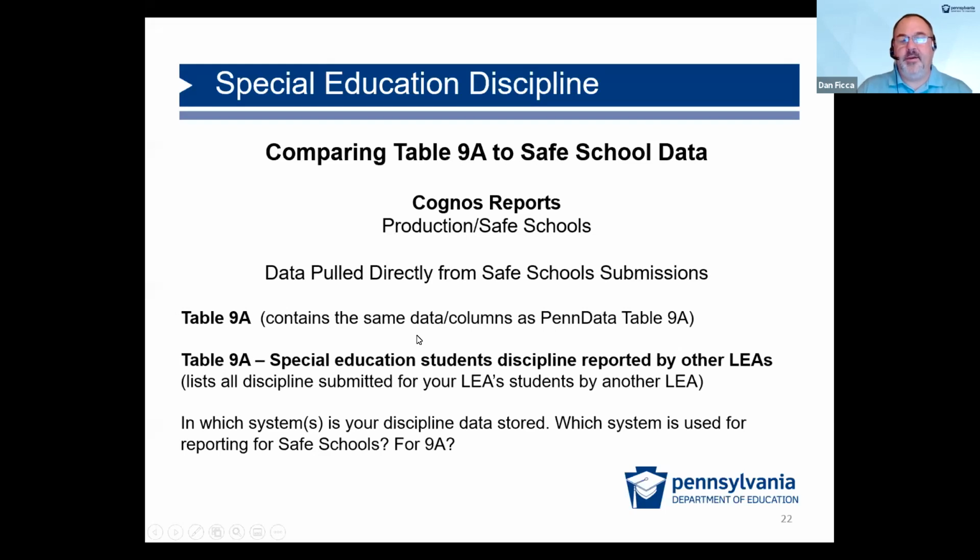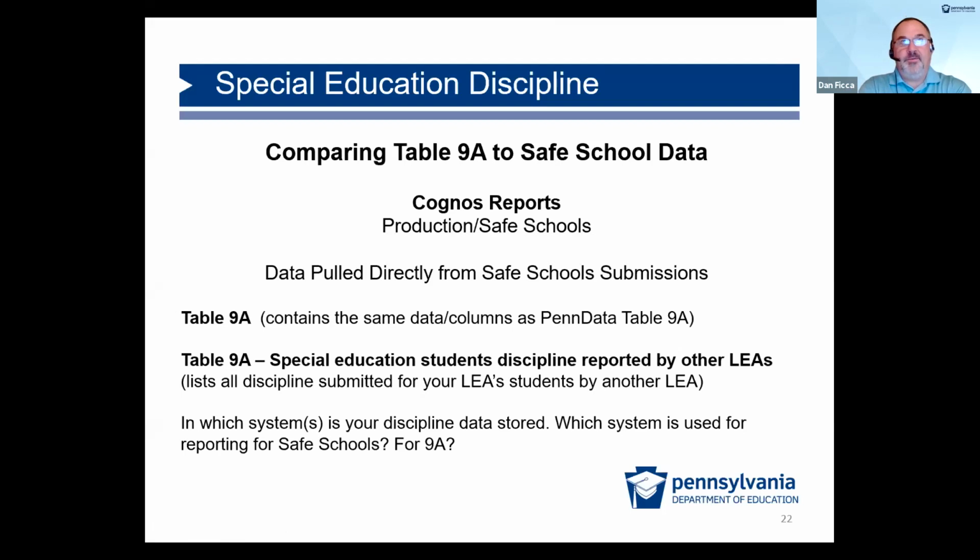All right, back to the Cognos report. I found it. Okay. Let me get through this and I'll give it to you. There are 2 reports out there. Table 9A, and what table 9A does, it looks exactly like the table 9A that has all the fields in there that you submit to the IUs that then gets submitted to us.